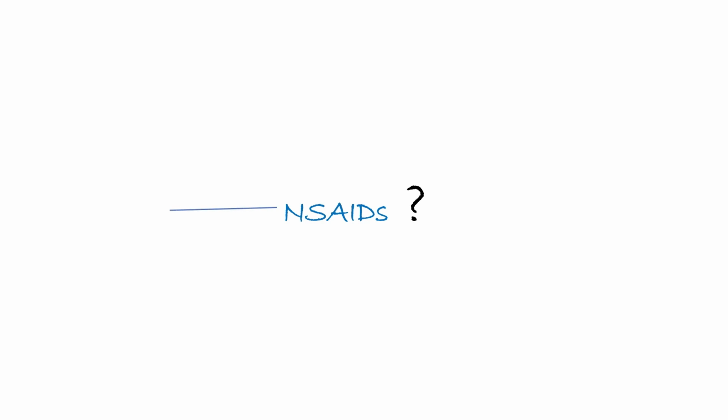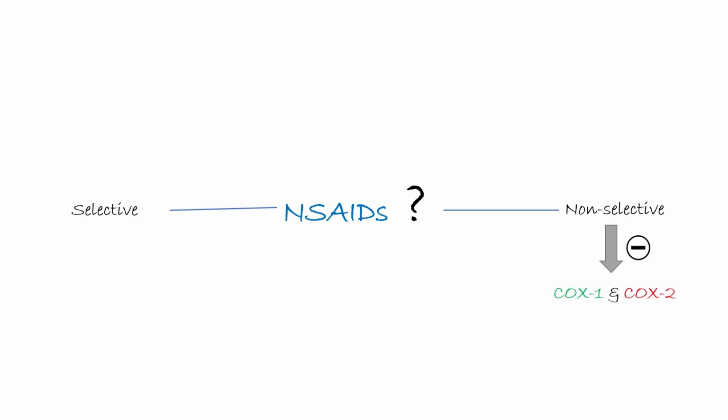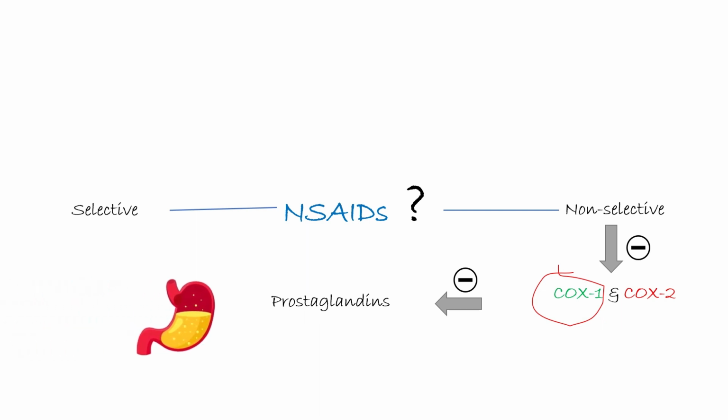NSAIDs constitute two forms, selective and non-selective. The non-selective forms inhibit both COX-1 and COX-2. So, as stated before, inhibiting COX-1 could produce a reduced effect of prostaglandins, eventually exposing the gastric layer or gastric mucosa to a higher acid output. But in selective forms, drugs such as celecoxib inhibit only COX-2, without any significant effect on prostaglandins derived from COX-1.